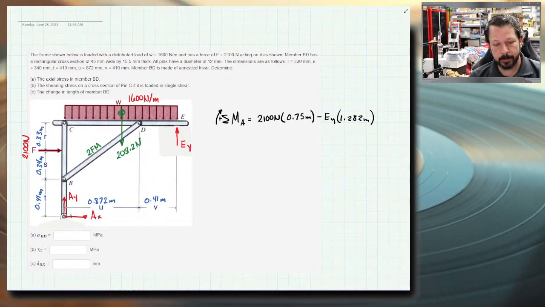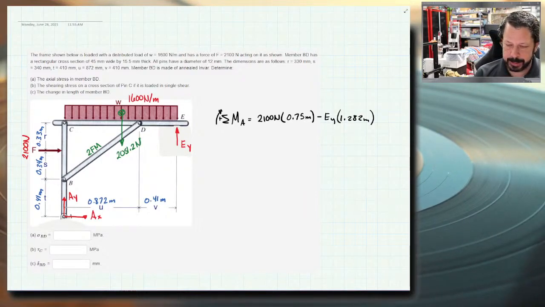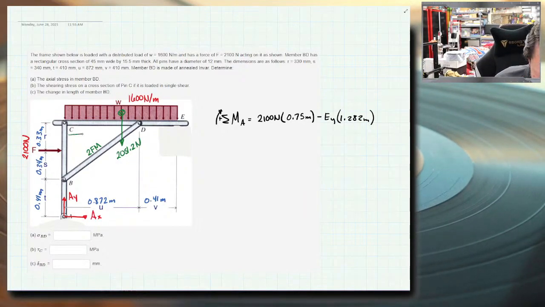Once you calculate the value of the distributed load, or the concentrated load, you put that concentrated load at the centroid of the shape. So in this case, it's just in the middle of the span. So 1.282 divided by 2 is 0.641, and that would just be this distance.